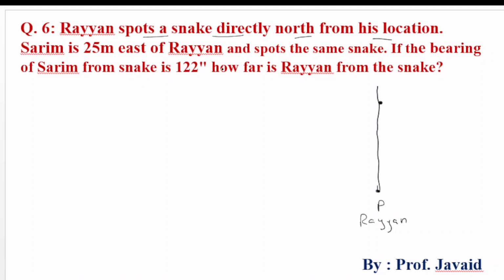So this is basically Ryan. Snake is north of his location. Sarim is 25 east, so let me write here, this is north. You know where east is? Always the right side. So this is 25 meters, and here it is Sarim. Let me write B, and then here it is east.